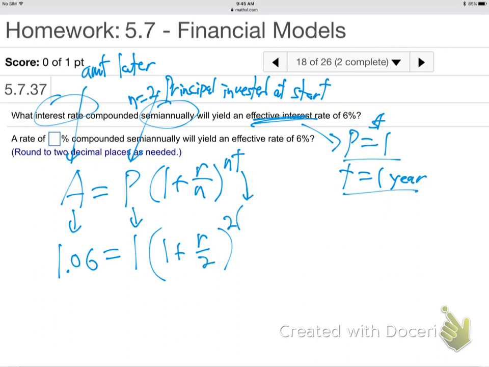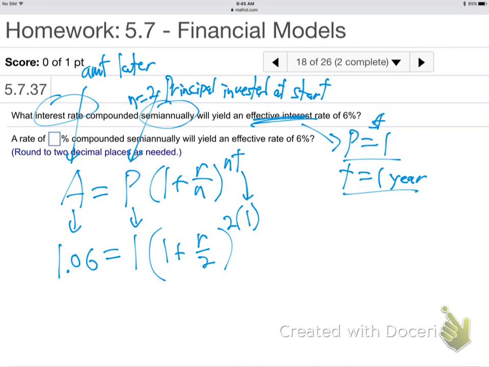1 year, right? P is always 1, T is always 1 for effective rate problems. It's always $1 for 1 year. So I'm going to solve that for R. Does everybody see that? Everybody get the big idea of the question? They're saying what interest rate will have an effect of 6%? What interest rate done twice a year, semi-annually, will have an effect of 6%?